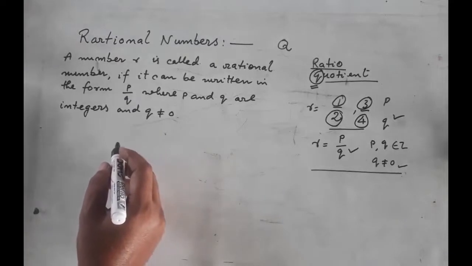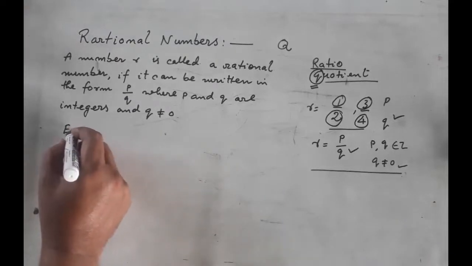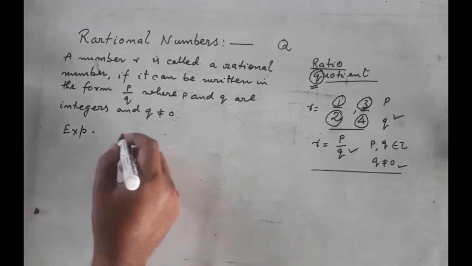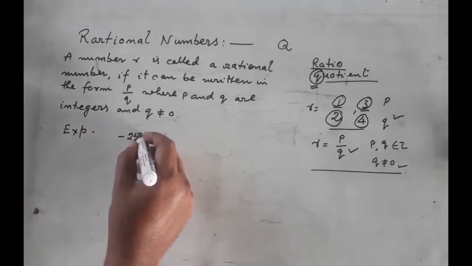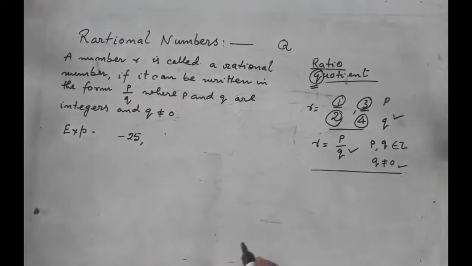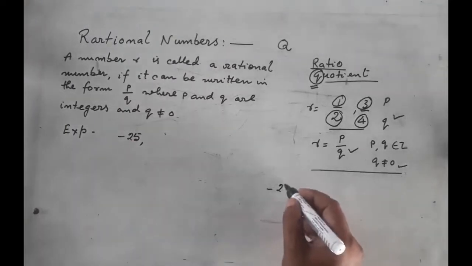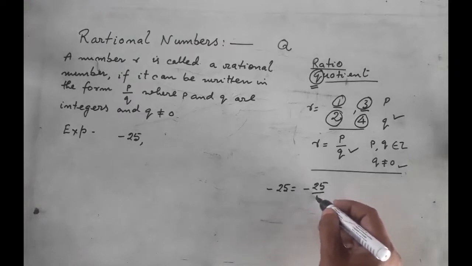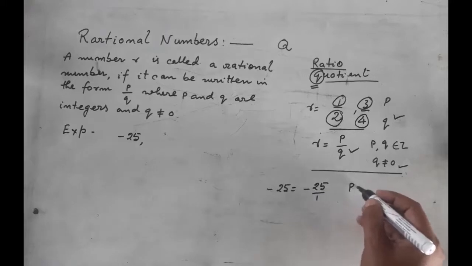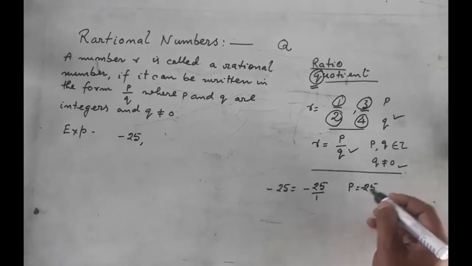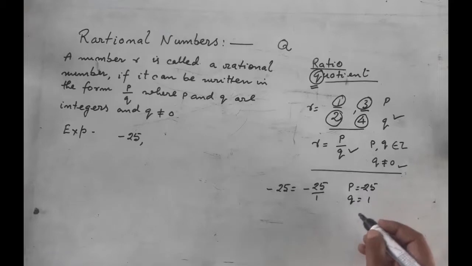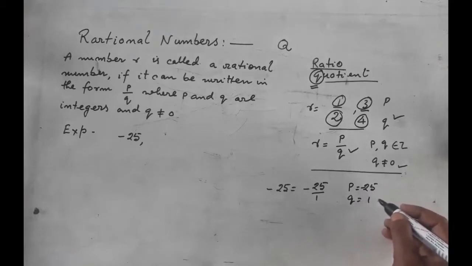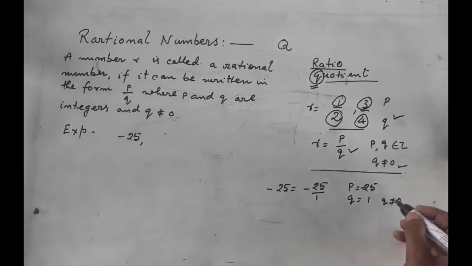For example, minus 25 is a rational number because minus 25 can be written as minus 25 by 1. Here p is minus 25 and q is 1. Here we well know that q is not equal to 0, that is here 1 is not equal to 0.